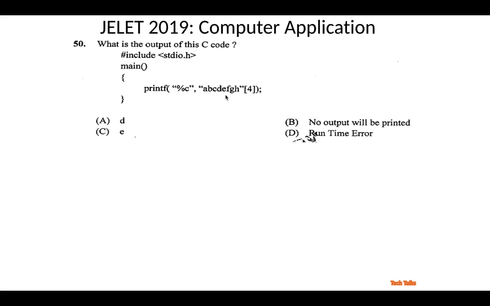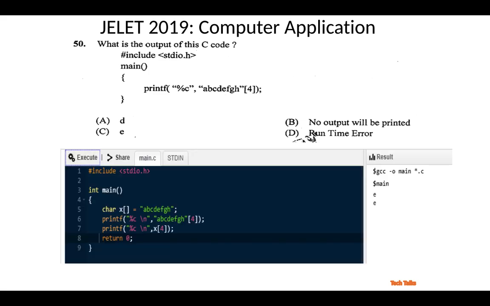To clarify your point, I have run 2 examples. In the first example, for that printf, readily the output is coming as E. So that is done, E is the answer, C. But to clarify it more, we have written a character array x equal to abcdefgh. This is basically equivalent, writing this directly or writing it as a character array x. Now I have printed %c x[4], then again E is printed.